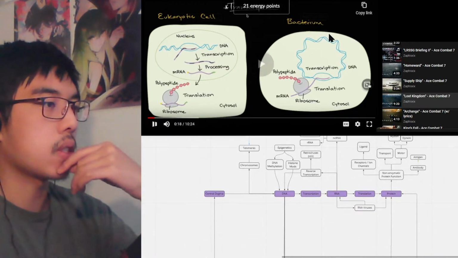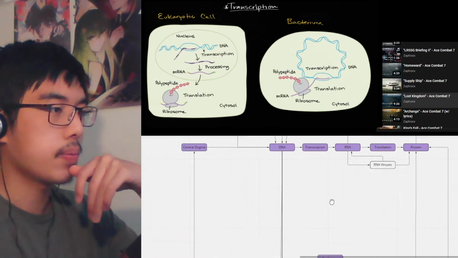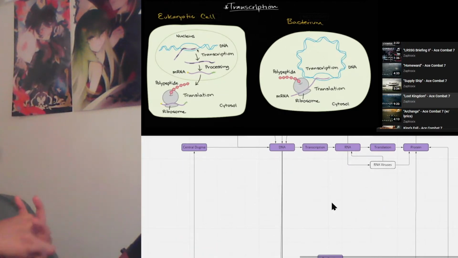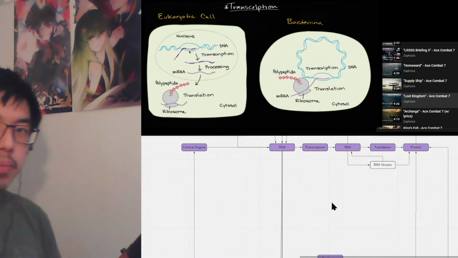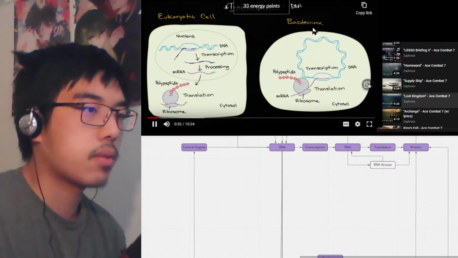Alright, nice. Let's figure out essentially what's happening. Transcription is when we take the information encoded in a gene in DNA and encode essentially that same information in mRNA. So transcription, we are going from DNA.